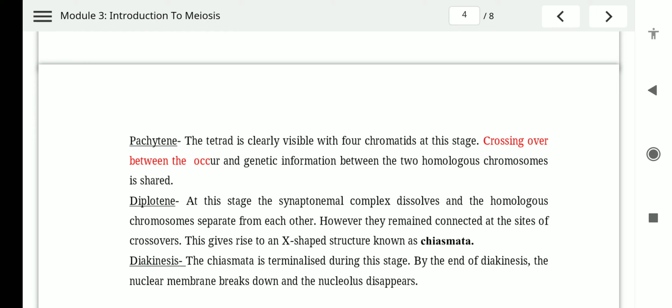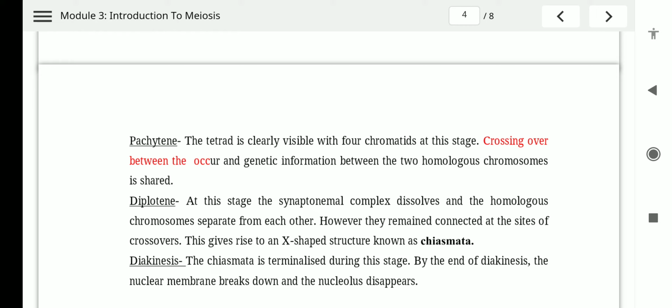So, when the exchange of chromosomes takes place, now in the diplotene, what happens is that the synaptonemal complex gets dissolved and the homologous chromosomes get separated from each other, but they remain connected at the site of crossover and an X-shaped structure is formed, and that is called the chiasmata. The number of chiasmata, how many crossings take place, depends on the length of the chromosome.